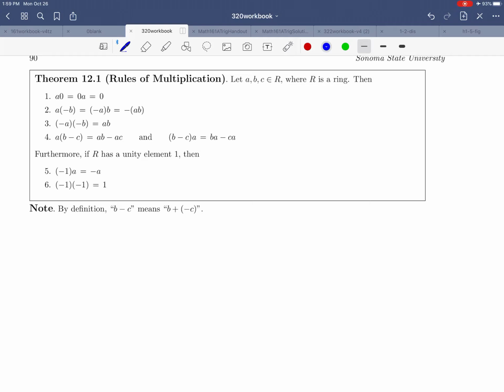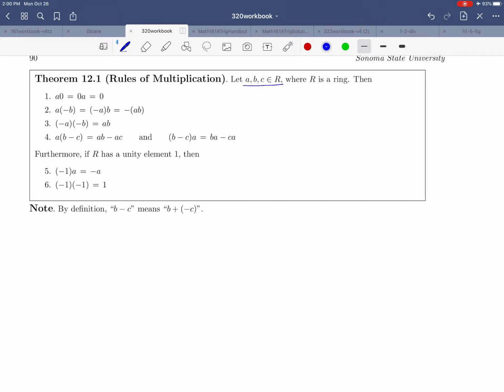In Theorem 12.1, we're going to talk about rules of multiplication. And these are things that we just take for granted in all the different sets that we usually work with. So when we work with real numbers, or if we work with integers or rational numbers or even matrices, we just use these rules without thinking. But in Theorem 12.1, we're actually going to show that they are true for rings in general, and we're going to prove a few of them.